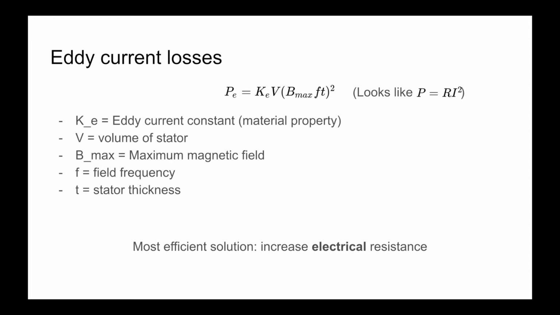It is also quadratically related to the maximum of applied magnetic field strength, the frequency, and the thickness of the stator, as these factors provide an idea of how much current is produced and at what frequency. Lastly, we throw in a material-dependent proportionality constant to tie all the units together. We see from this that the equation looks very similar to the equation for our power dissipated by a resistor, P equals R times I squared. As this is a power loss, we want to minimize it.